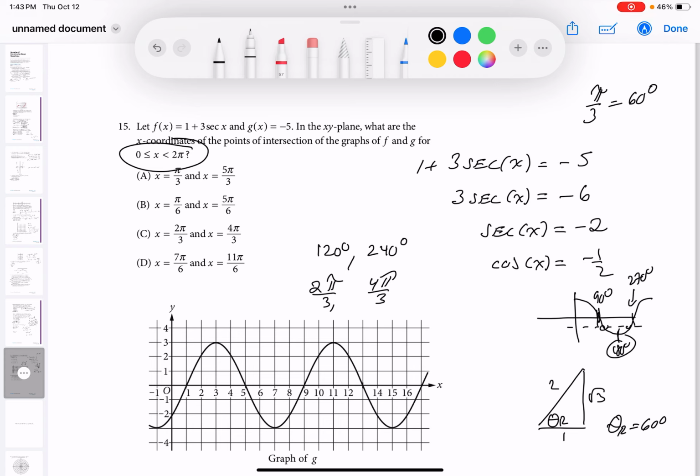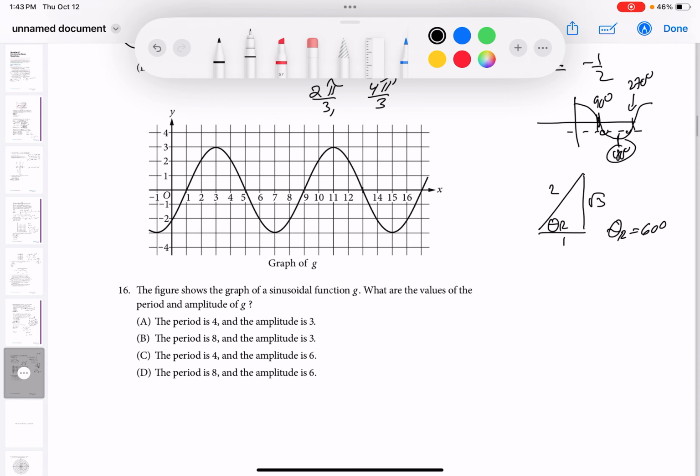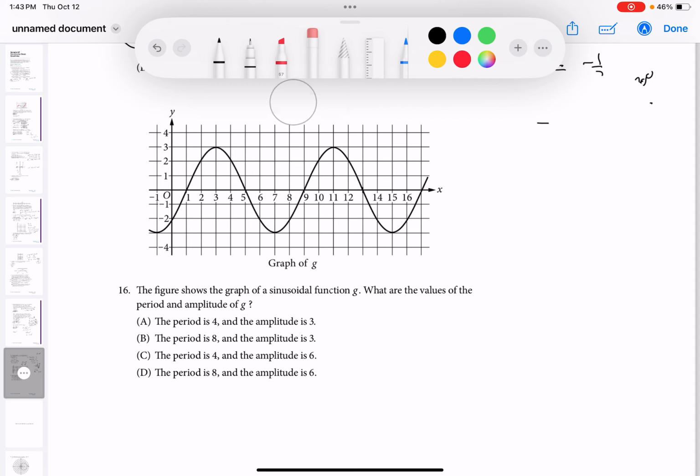I do, and 4 pi over 3, and that's choice C. All right, that one's done. Let's go to 16. 16 gives me a picture. Let me get rid of my chicken scratch over here. I don't need it anymore. And let's take a look at it.